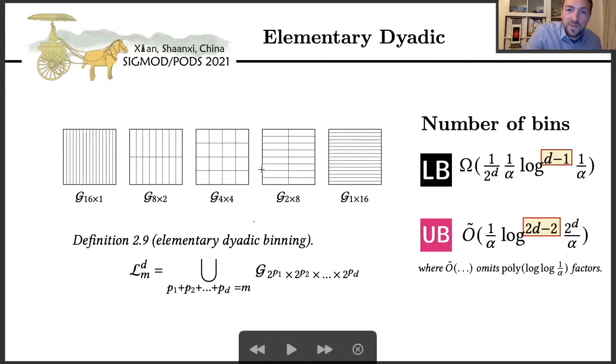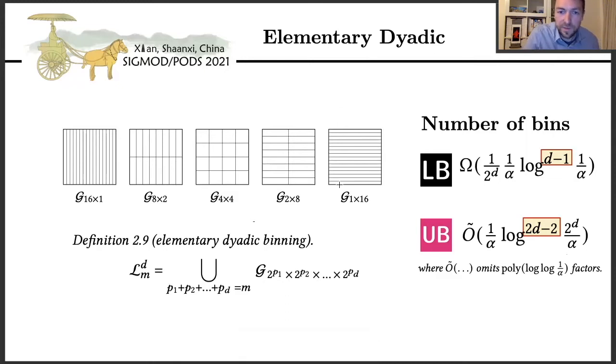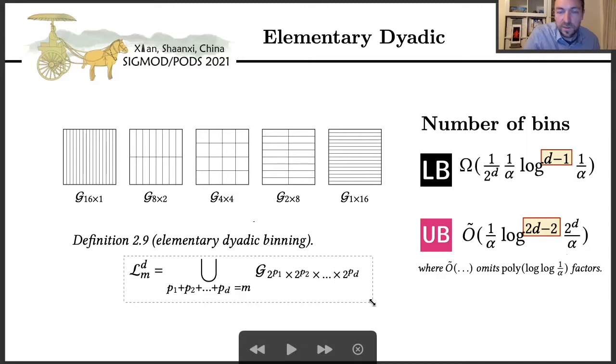Each grid of the elementary dyadic binning has the same number of bins. So 16 times 1, 8 times 2, 4 times 4, 2 times 8, 1 times 16. So in this case, it would be 16 bins per grid. So we have, in this case, 5 possible grids. And it's called dyadic because we always have a 2 to the power of something number of partitions in each dimension. So we can also formulate it like this.